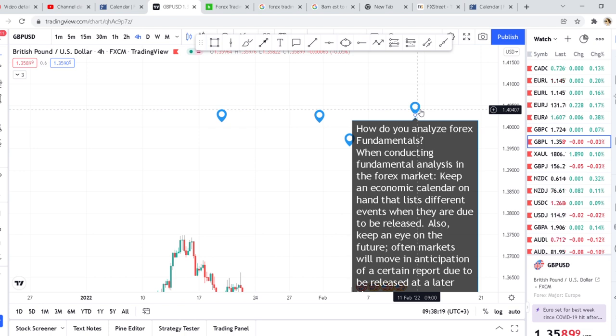When conducting fundamental analysis in the Forex market, keep an economic calendar on hand that lists different events and when they are due to be released. Also keep an eye on the future. Often markets will move in anticipation of a certain report due to be released at a later day.